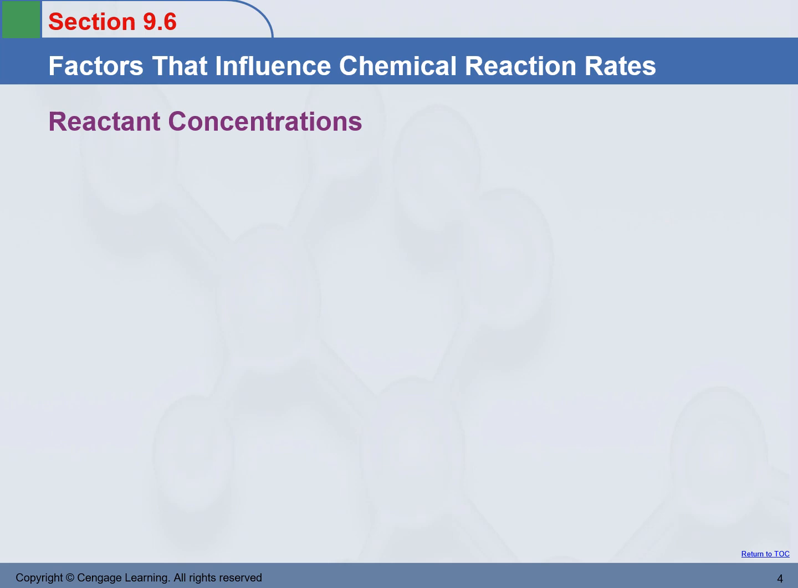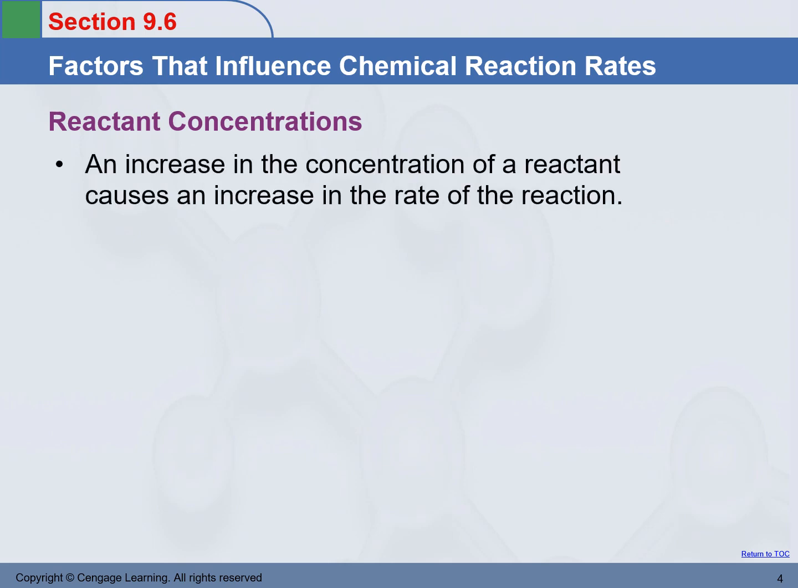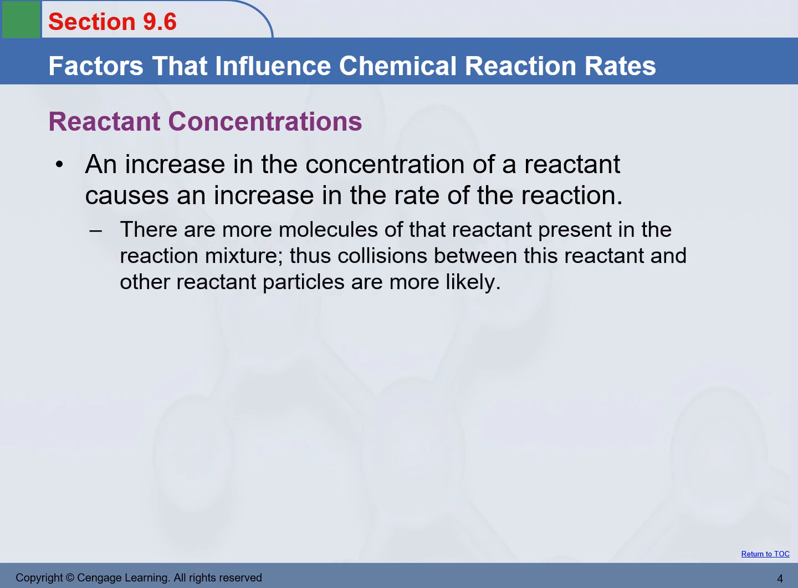The second factor, reactant concentrations. Higher concentration, faster reaction. Why is that? The higher the concentration, the more likely the substance will collide with other reactants. So very straightforward. When the concentration is higher, there are more molecules of that reactant present in the reaction mixture. Therefore, collisions between that reactant and other reactant particles are more likely. So, more collisions, faster reaction.